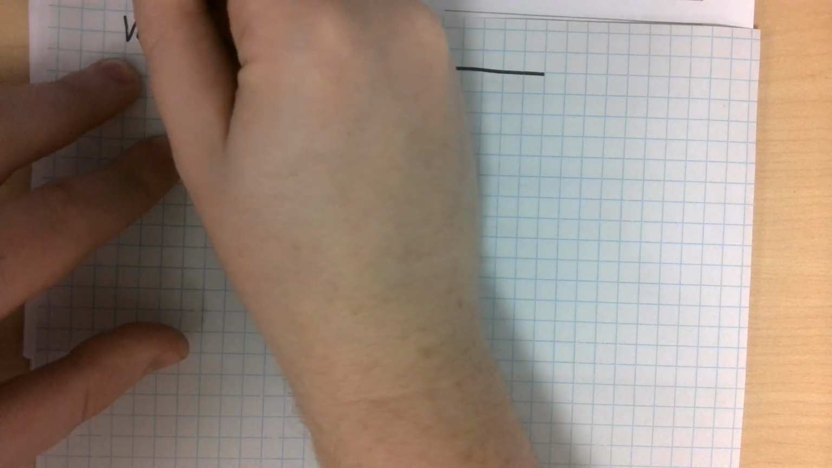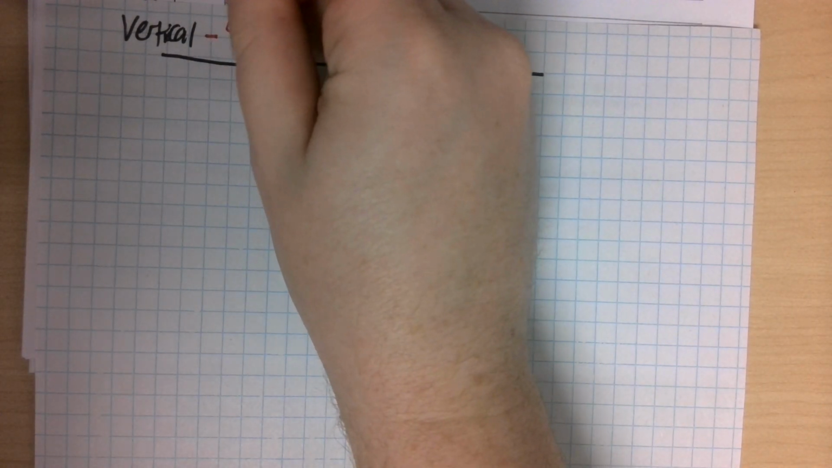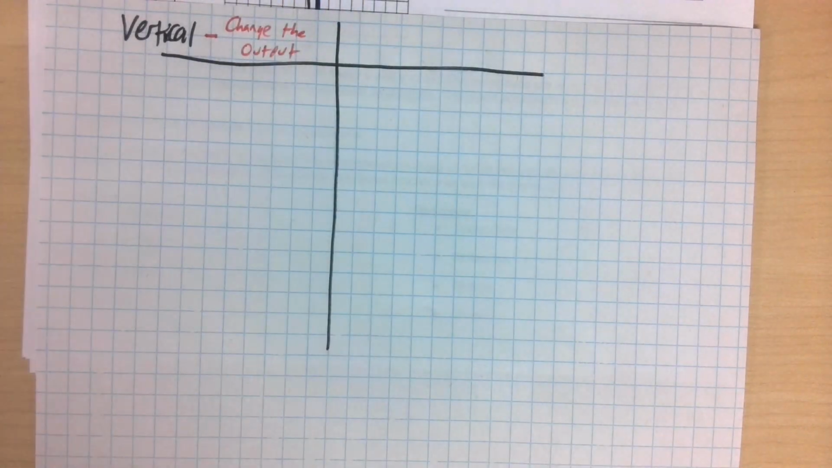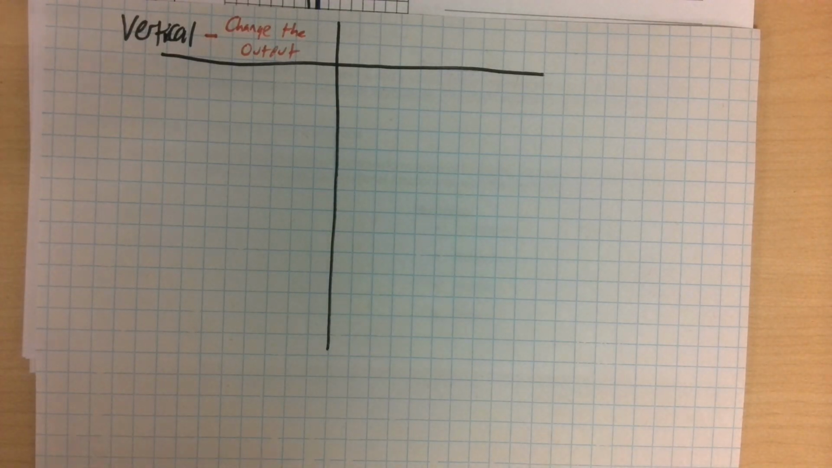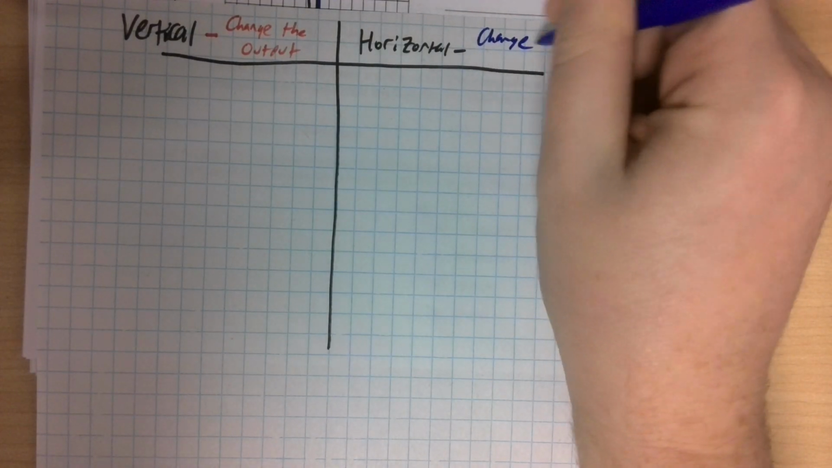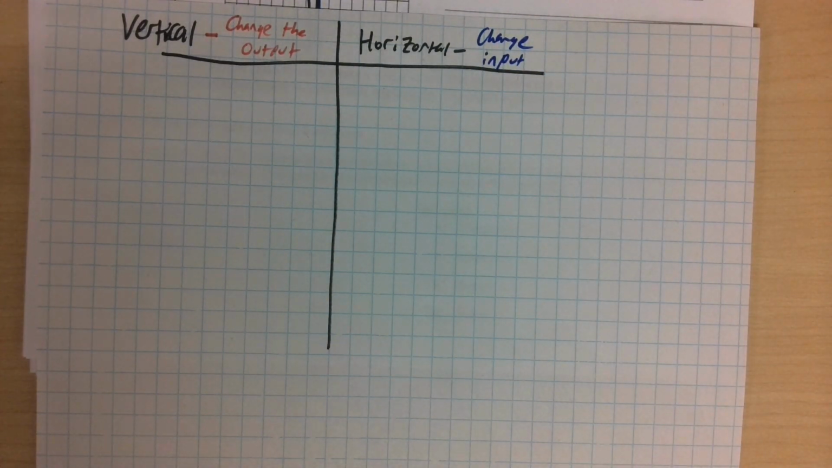First off, what did we learn that vertical changes do? Vertical transformations. Remember that vertical transformations change the output, or the whole equation, and will go up or down in some way. Meanwhile, horizontal transformations change our input. So we're only changing our x. We learned this all the way back in Unit 1.